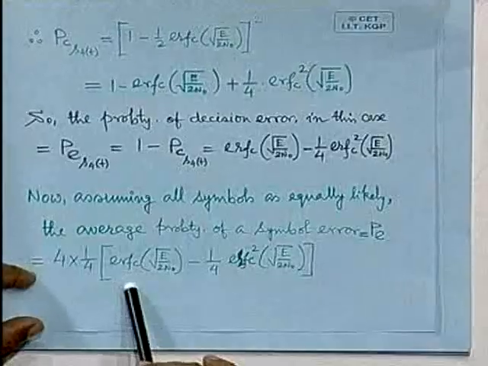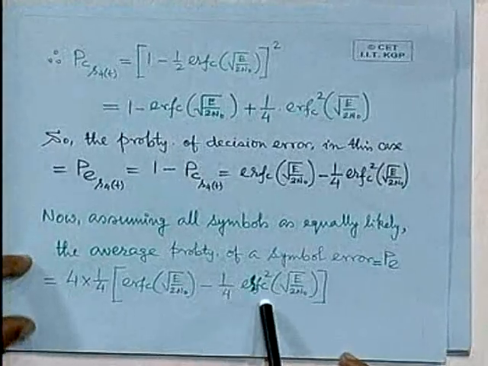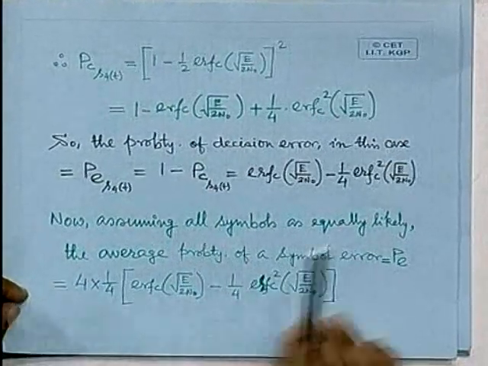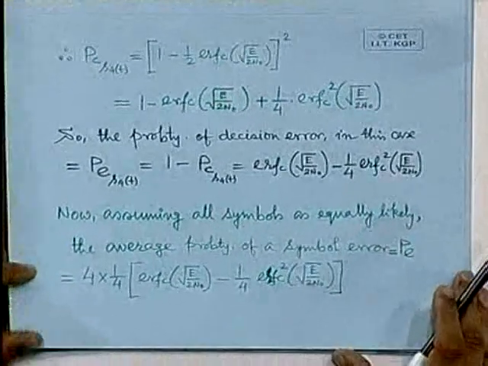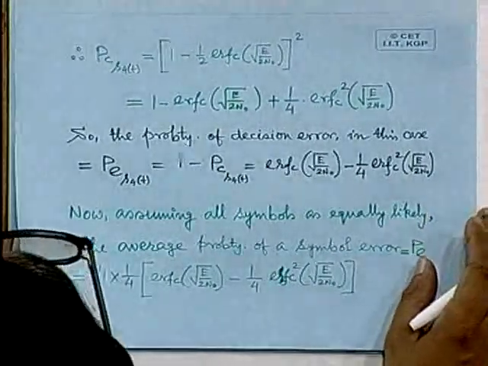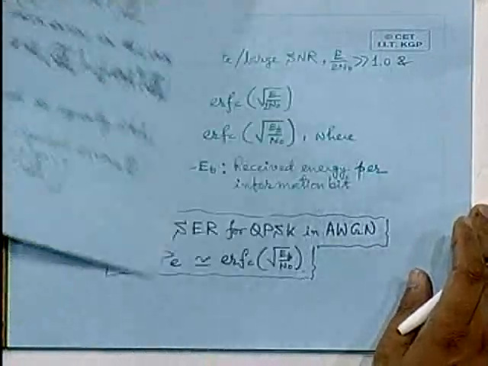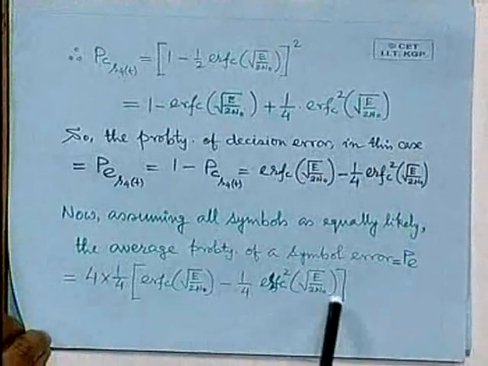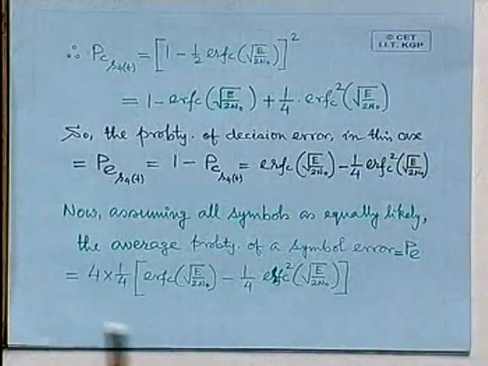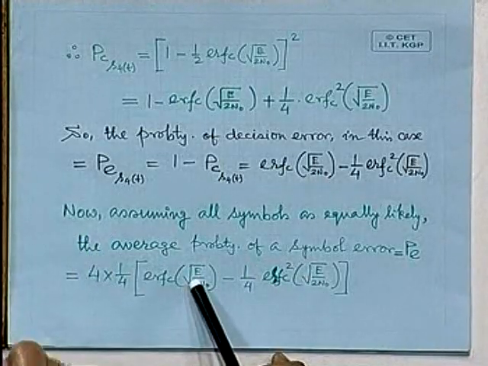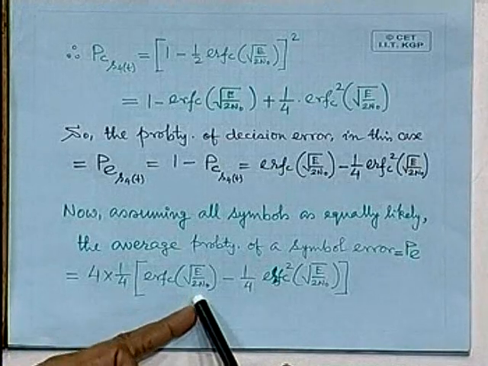Now we make some simplification. We have got an expression for PE, which is still in the form of ERFC root over E by 2 n naught minus 1 by 4 ERFC root over 2 by E by 2 n naught whole square of the second term really. I asked you to find out, in fact, we did tabulate some values of ERF or ERFC. So guess, out of these two terms, which one is going to be more important? ERFC, especially when this argument is somewhat large. The first term is going to be much more dominating compared to the second term.